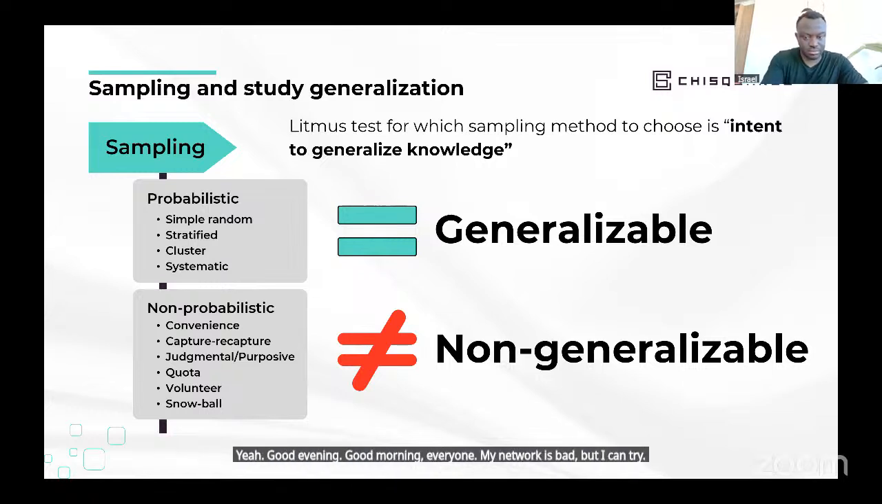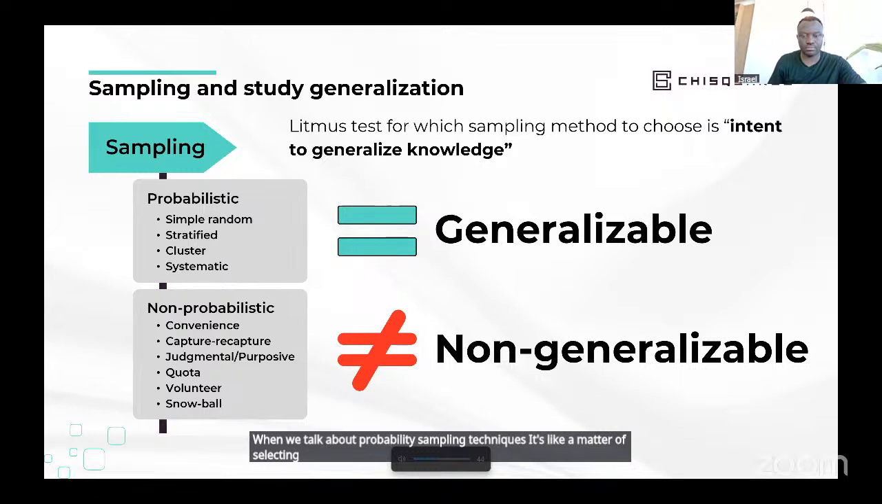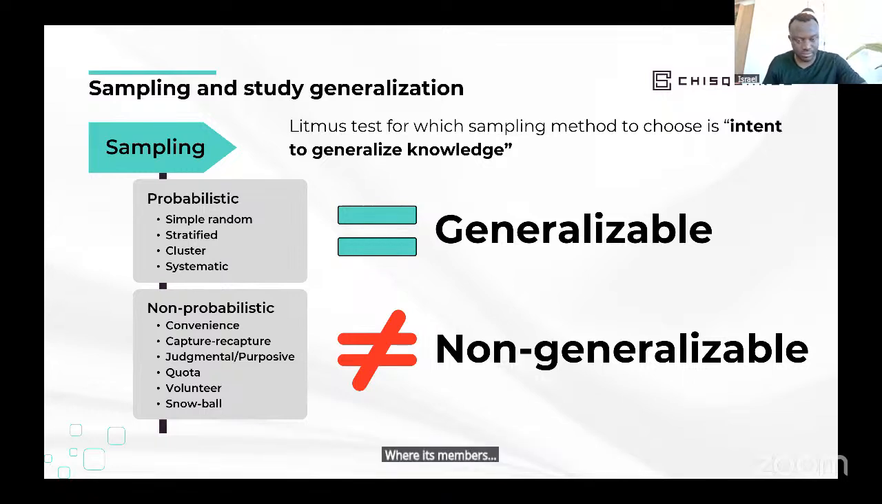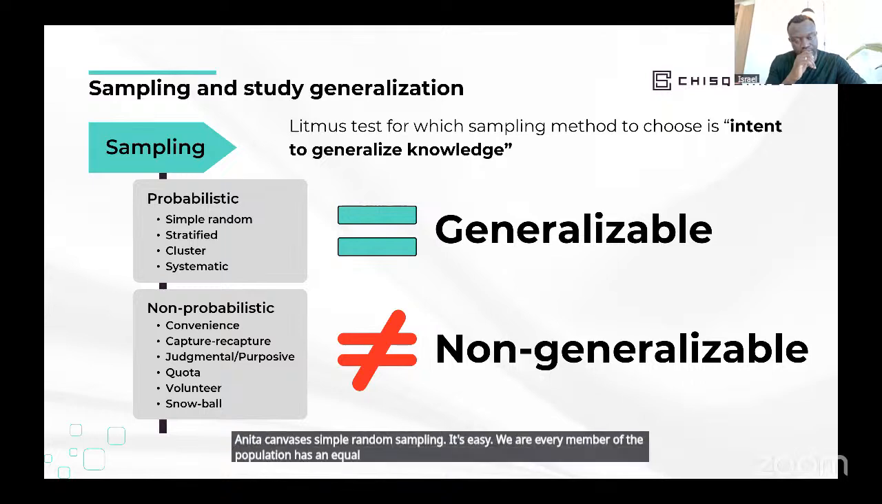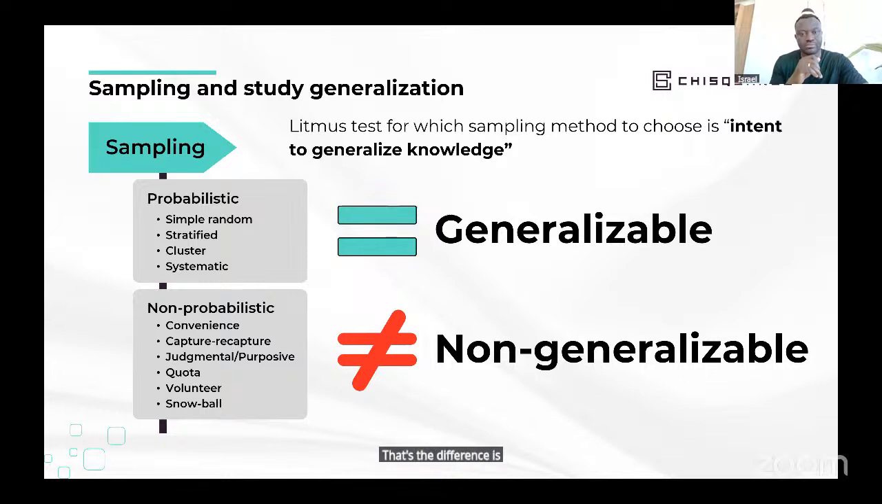When we talk about probability sampling techniques, it's a method of selecting a sample from a population where each member has a known and equal chance of being selected. And it encompasses simple random sampling, which is where every member of the population has an equal chance of being selected. That's the difference that I wanted to say. Thank you.